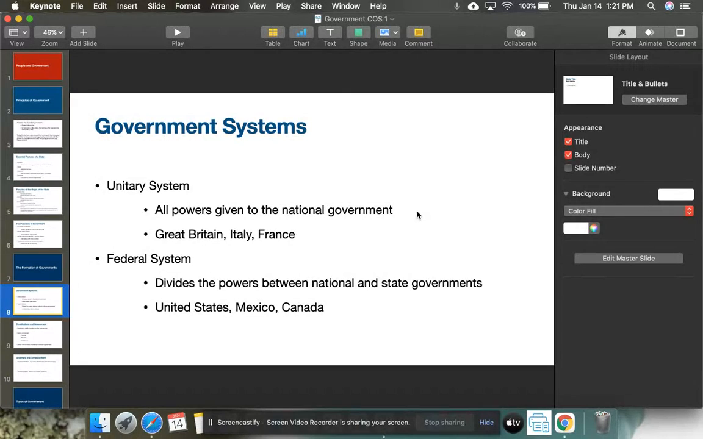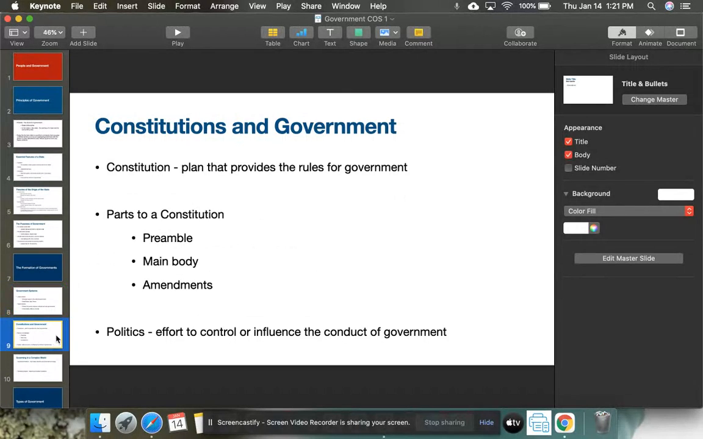Okay. Next slide we are looking at is constitutions and government. Guys, you need to know what a constitution is. The definition is that it's the plan that provides the rule for government. Many countries have different types of constitutions. We here in the United States have a written constitution where everything is written out. England, on the other hand, has an oral constitution.